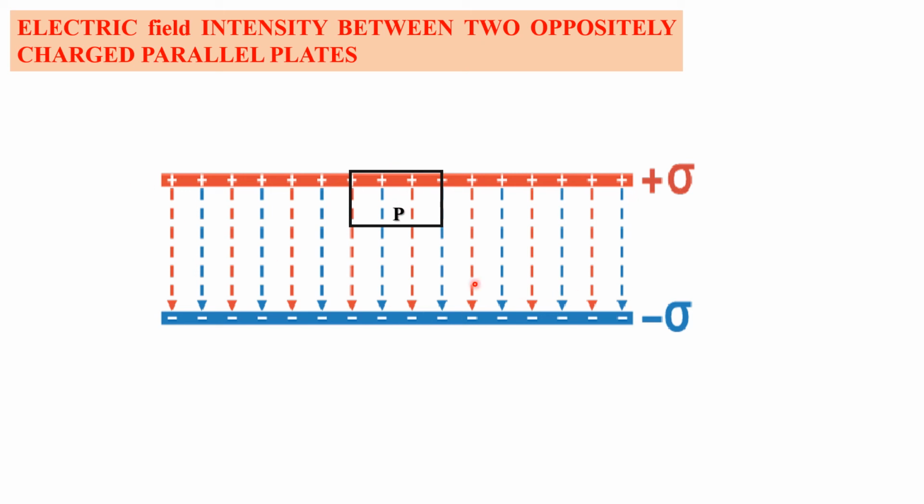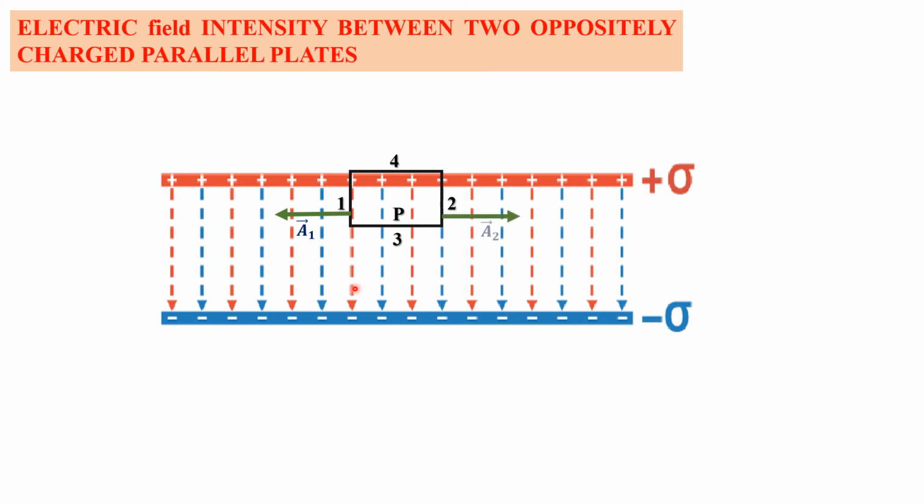So we enclose this point P by this box, which is a Gaussian surface, and its sides are represented by 1, 2, 3 and 4. The cross-sectional area of this box is A. The angle between the area vector and electric field at side 1 is 90 degree. So the flux will be 0 because cos 90 is equal to 0, and when we put theta equal to 90, we get EA cos 90, which gives flux equal to 0.